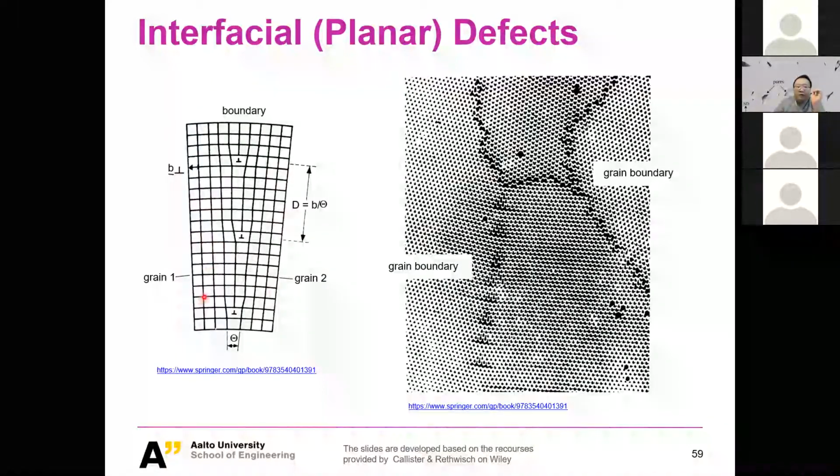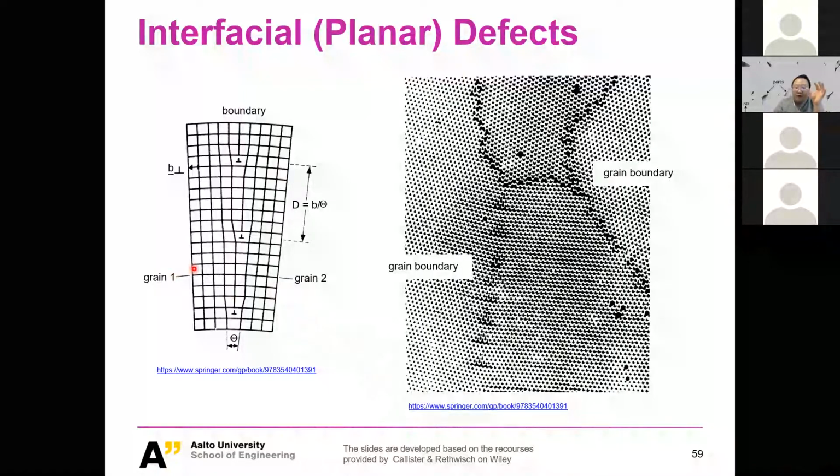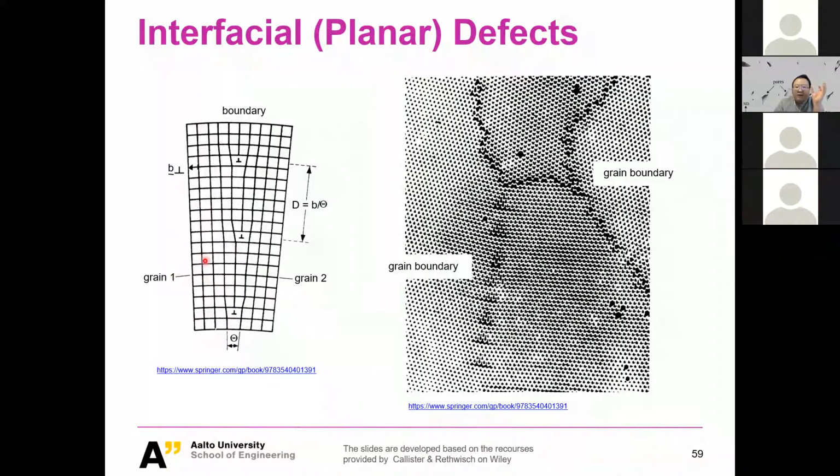So that's why we call this grain one. A grain is nothing but a crystal. You can call it grain, you can also call it crystal. So we call this grain one and this grain two. The only difference is that the orientations, or the pattern of alignments, are not the same in grain one and grain two. Basically, due to the stack of dislocations that form an interfacial or planar defect, these are so-called grain boundaries.